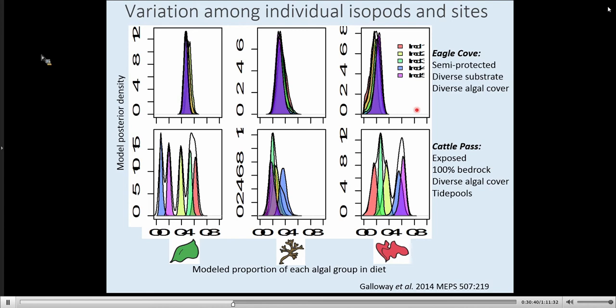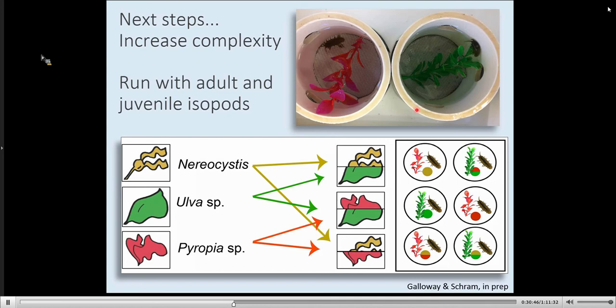So some of the next steps that we're working on now, I wanted to give a plug to this. This is work that my postdoc and I are working on now at OIMB, where we're following up on this by making the feeding trials more complex. So we're making mixtures of algae and forcing the animals to eat these 50-50 mixtures of these different algae.